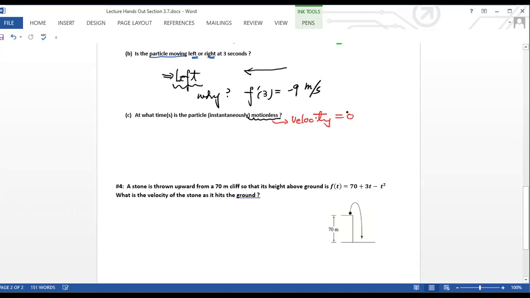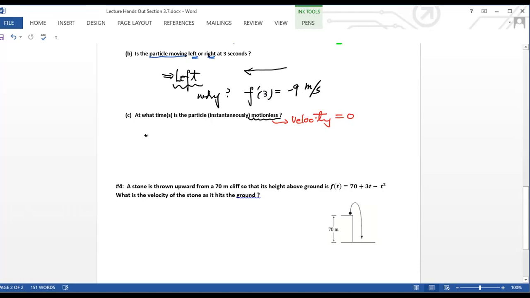Equal to 0, right? I'm not moving. Like when you drive your car, you go right or go left. Then at that moment, my car stopped. For example, I stopped at a traffic light, so I'm not moving here. So we ask at what time this particle is not moving.